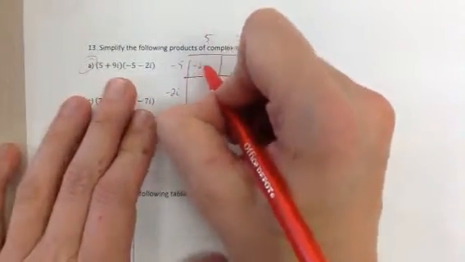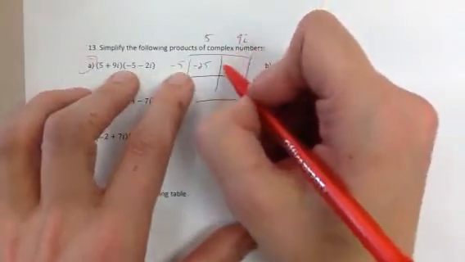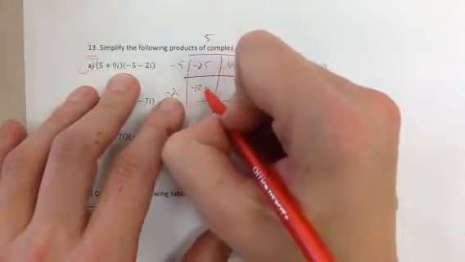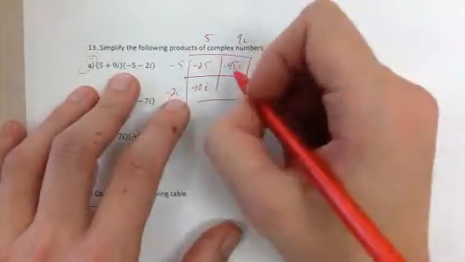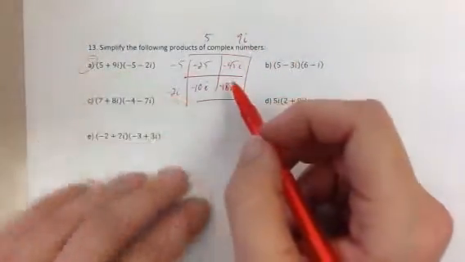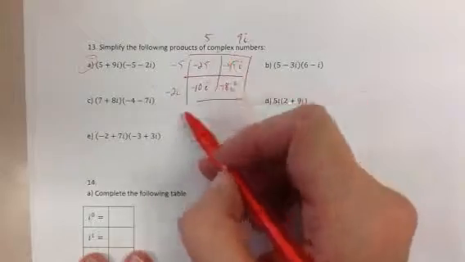I'm going to put -25 there. -5 times 9 is -45i. 5 times -2i is -10i. And 9i times -2i is -18i squared, right? And then I can combine my like terms.